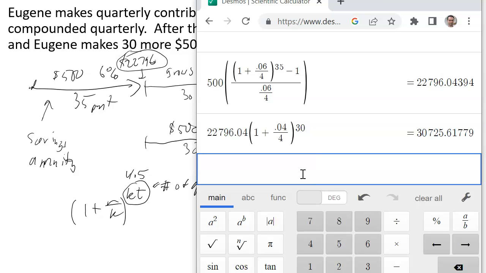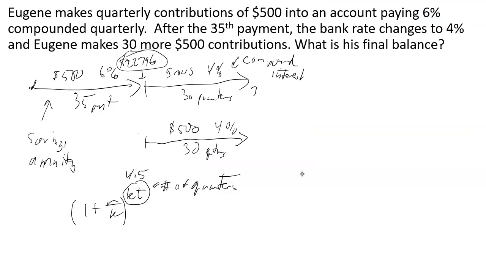So that first chunk of money, we built up $22,796, and then we let it sit earning interest for another 30 quarters, and now we've got $30,725.62. And that's how much money this original set of contributions has now grown to over those additional 30 quarters. Now we have to consider this chunk, these additional contributions.